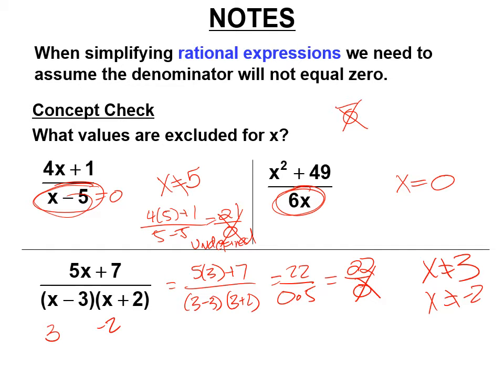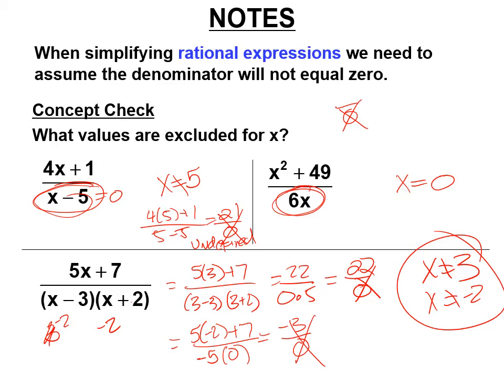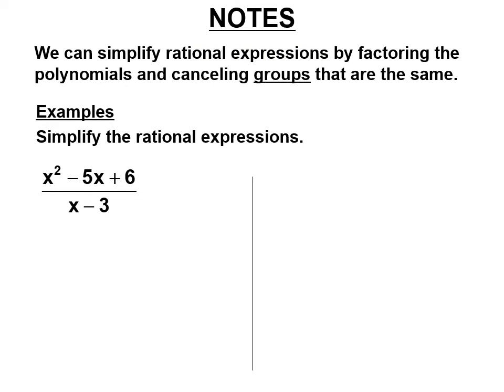What if it's negative 2? Well, on the top, you get 5 times negative 2 plus 7. Negative 10 plus 7, negative 3. That really doesn't matter. But on the bottom, if x is negative 2, negative 2 minus 3, negative 5, negative 2 plus 2, 0. Negative 5 times 0, 0. Not defined. All right, so x cannot equal 3, x cannot equal negative 2. Those numbers are excluded.